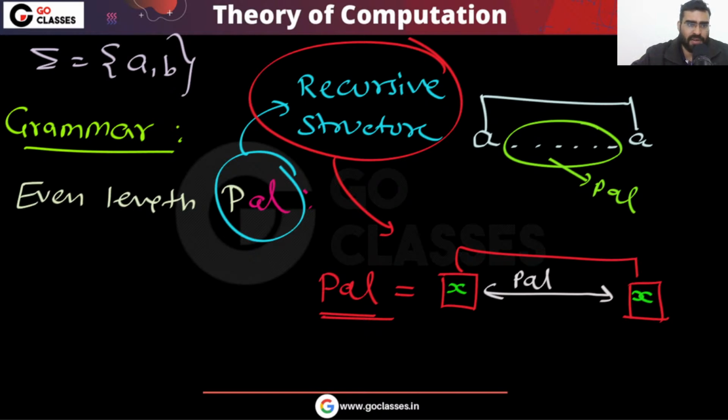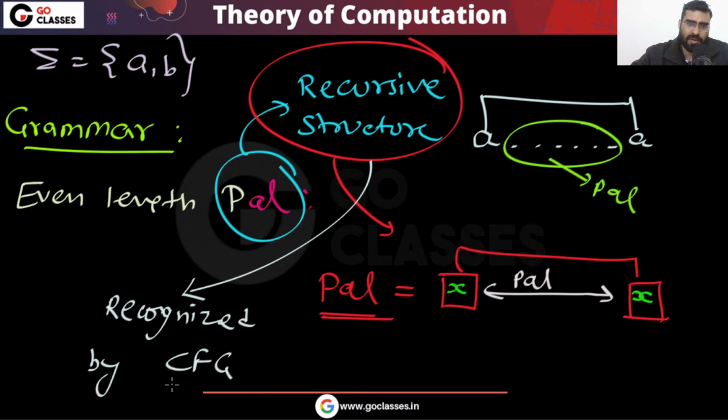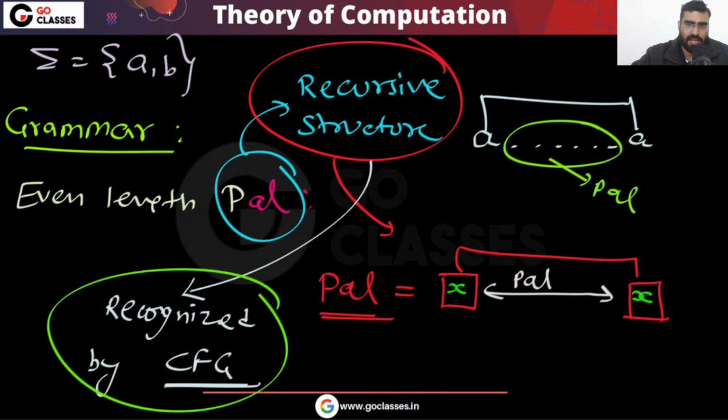And remember, whenever we have a recursive structure, it can be recognized by CFG. If you have a recursive structure, you can recognize it by context free grammar. This is a GATE question also, that context free grammar is used to recognize recursive structures. So you can see palindrome is a recursive structure, and you can do it like this.